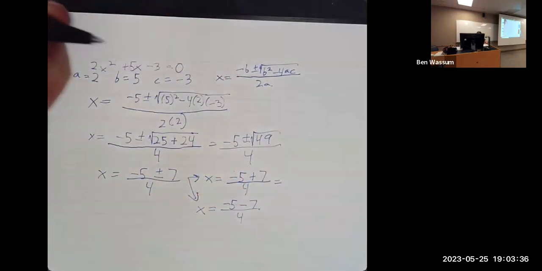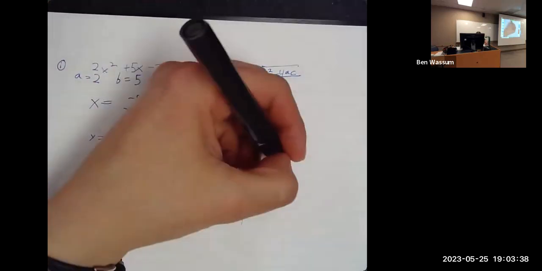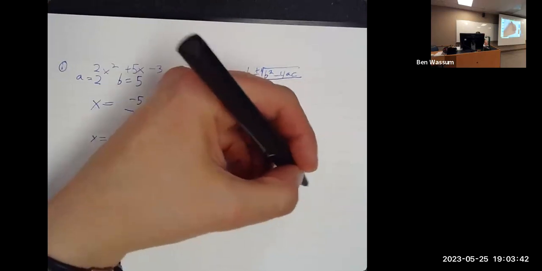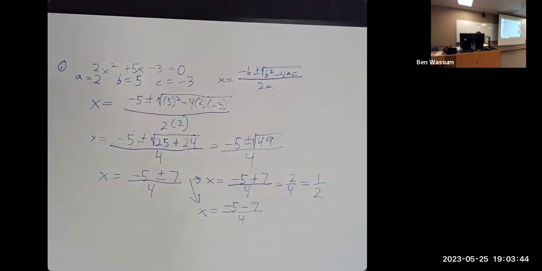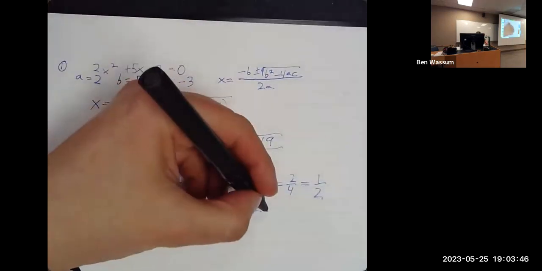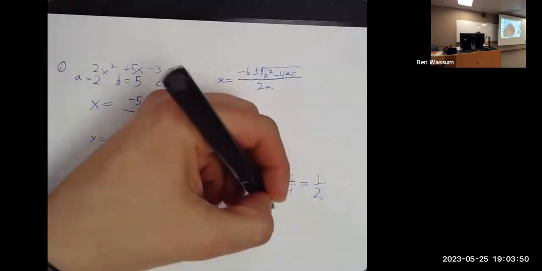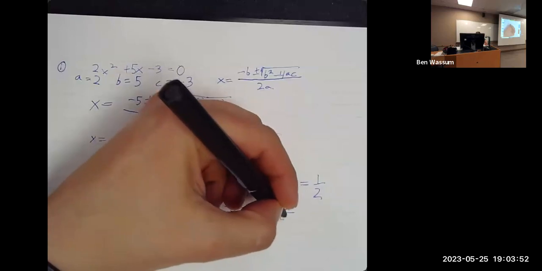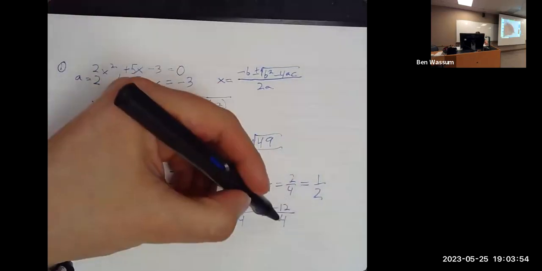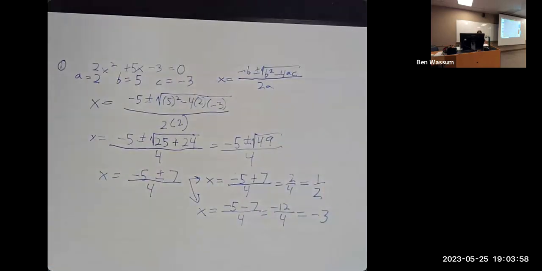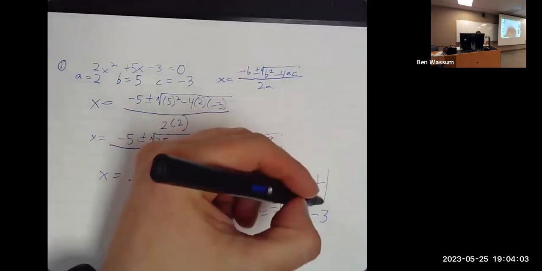Negative 5 plus 7 is a 2 over 4, which reduces to 1/2. Then down here, we have negative 5 minus 7. That's a negative 12 over 4. That goes in nicely. 4 goes into 12 3 times, so we have a negative 3. And those would be our two answers.